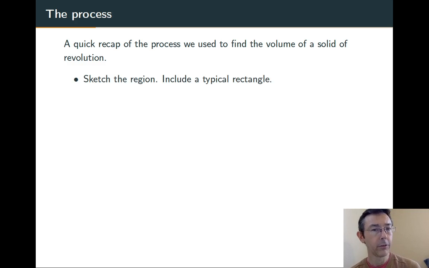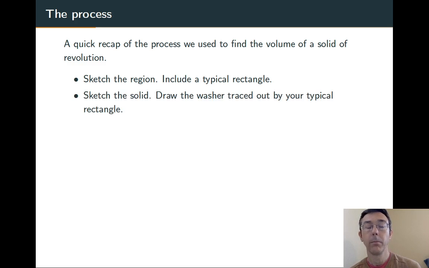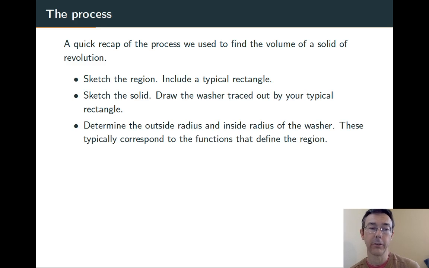First, we're going to sketch the region. We're going to include a typical rectangle. Then we're going to imagine it rotating. We're going to imagine both the region rotating and the rectangle rotating. So we're going to picture the solid and the washer that's traced out by that rectangle. We're going to determine the inner and outer radius of a typical washer. Those will typically correspond to the functions that define the region on the top and on the bottom.